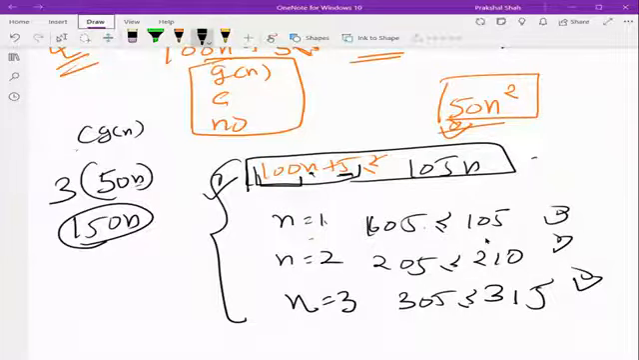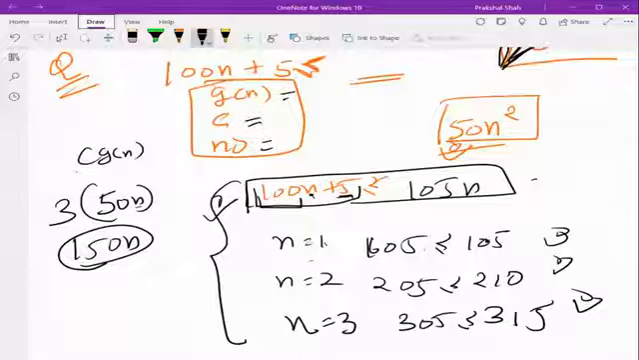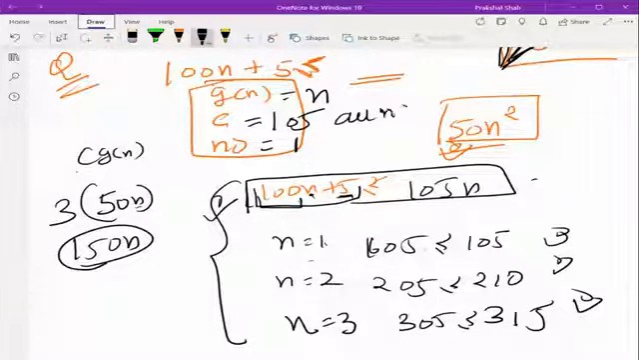So what will be my c, n naught and g of n here? Please tell me quickly. So c will be 105, n naught will be 1, and g of n will be n, for all n greater than or equal to 1.